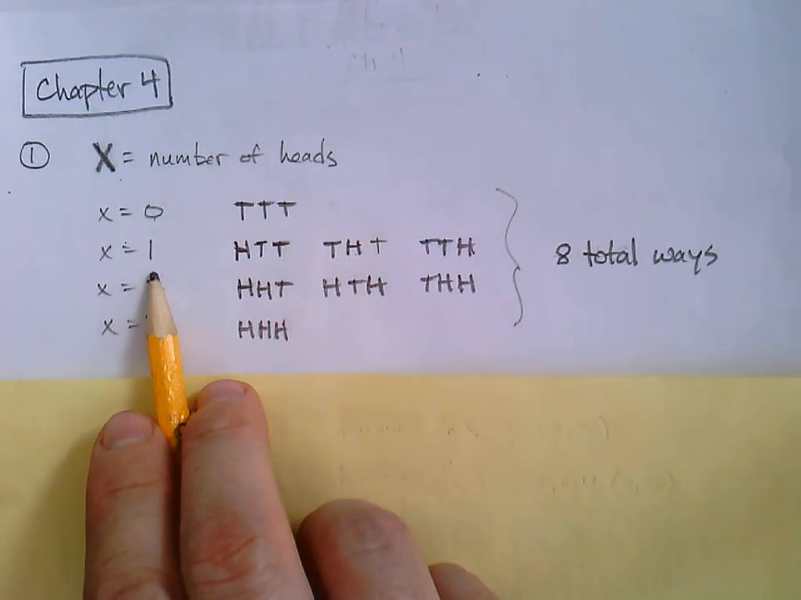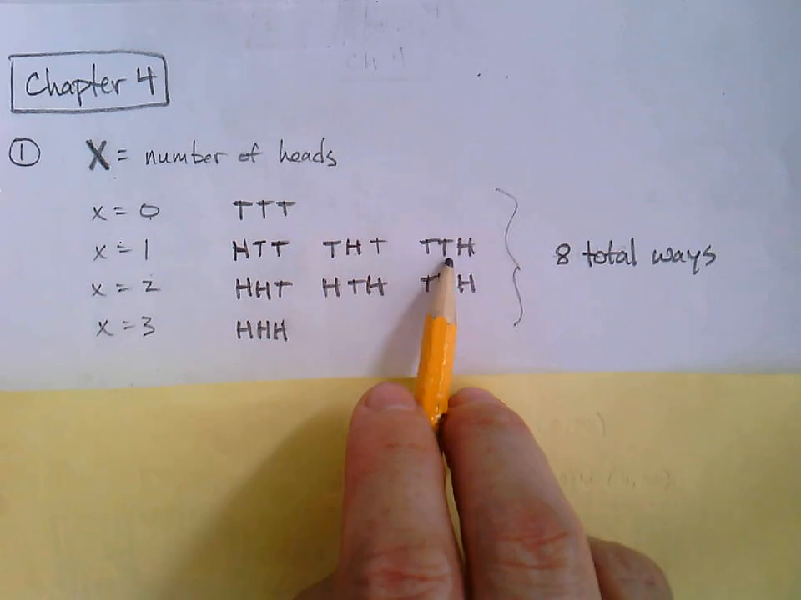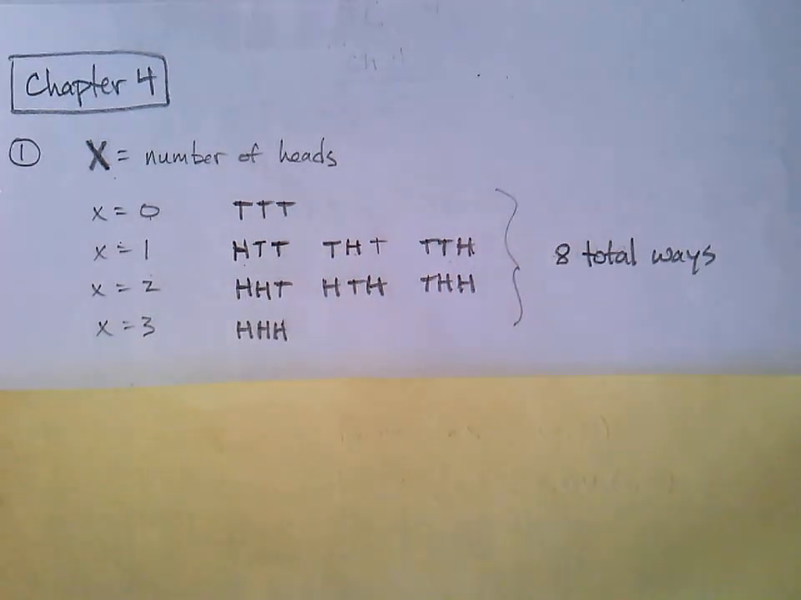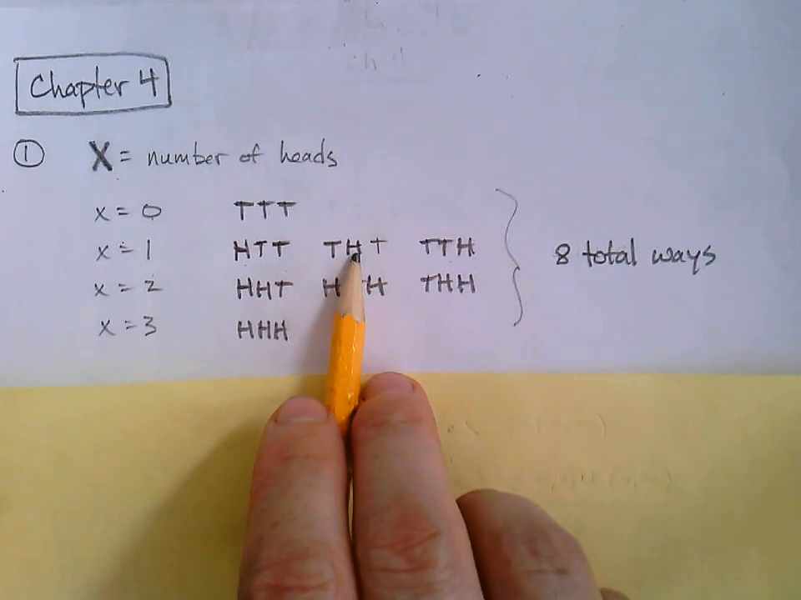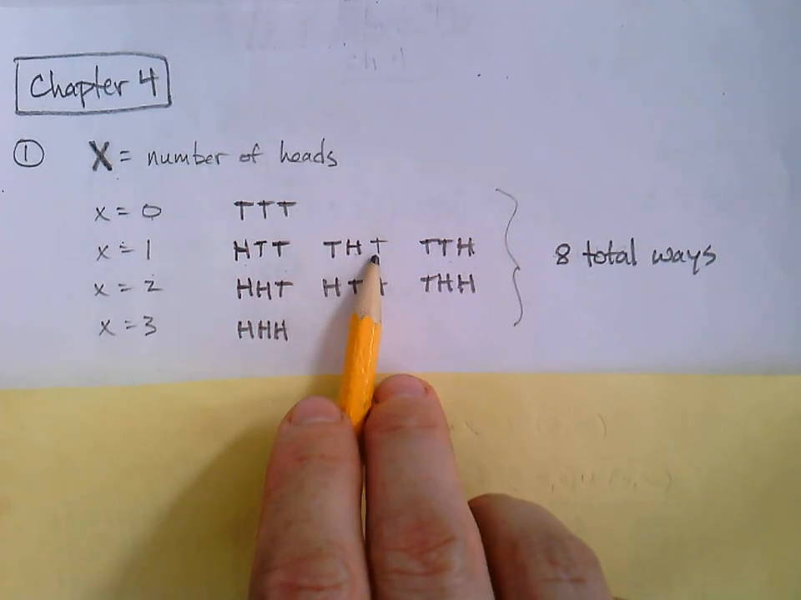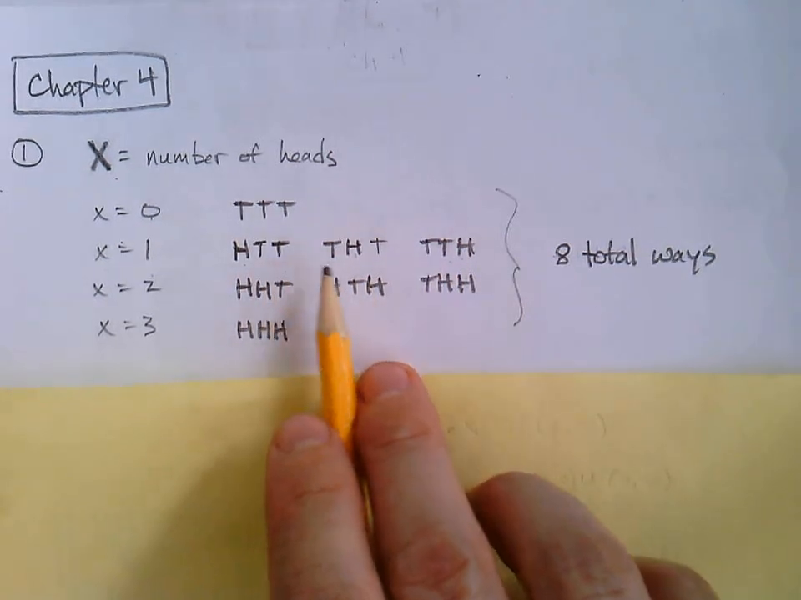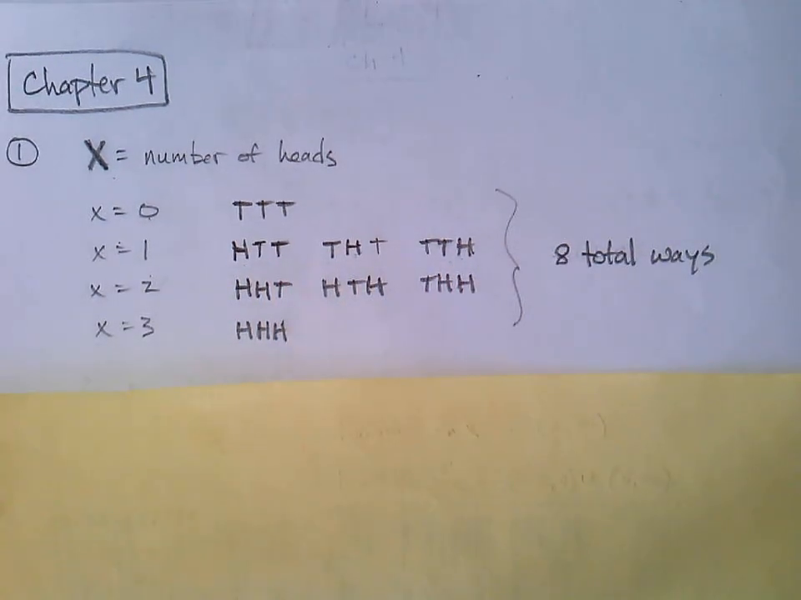When it comes to getting 1 head, there are 3 ways that could happen, right? Coin number 1 is a head and the others are tails. Or maybe it's coin number 2 that's a head and the others are tails. Or maybe it's coin number 3 that's a head and the others are tails. 3 different ways that we might get just 1 head.